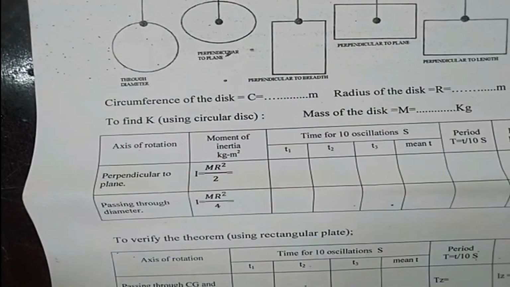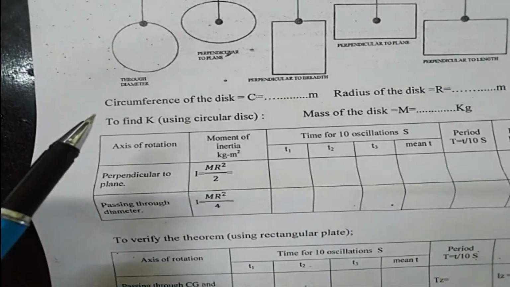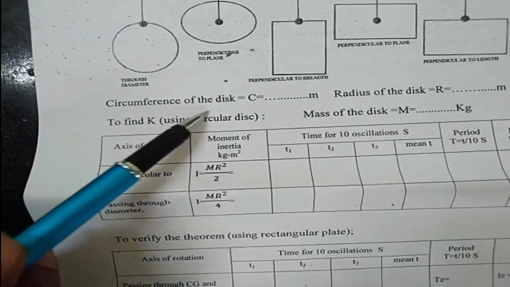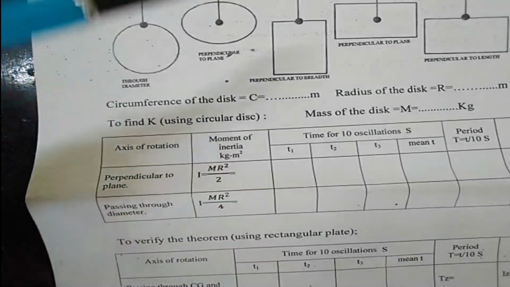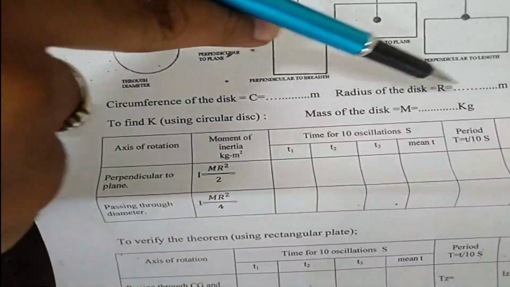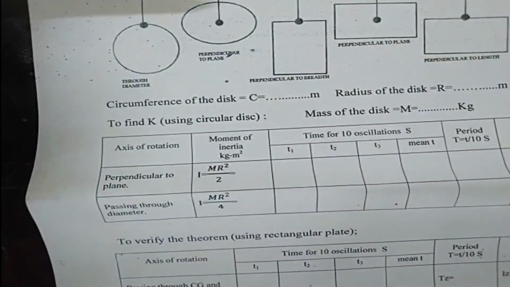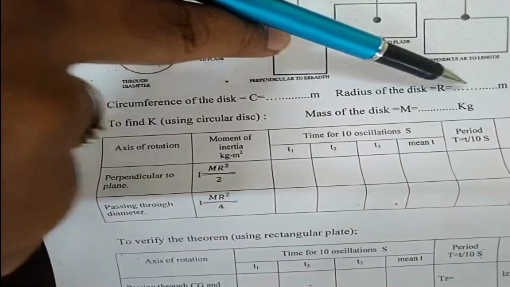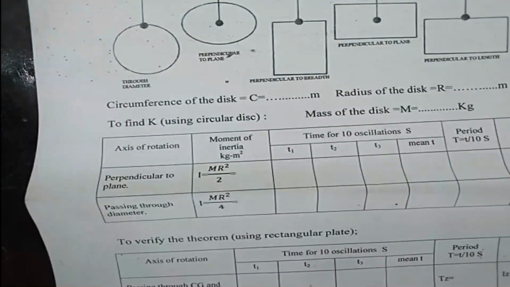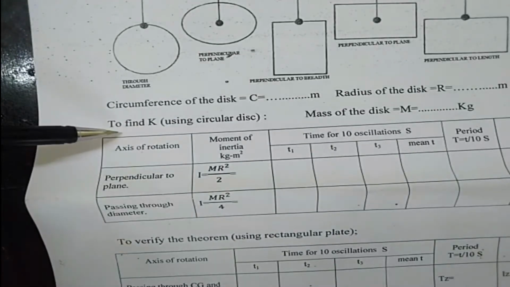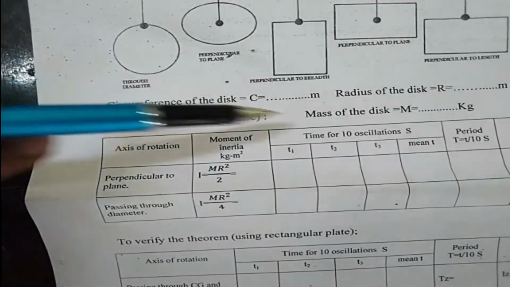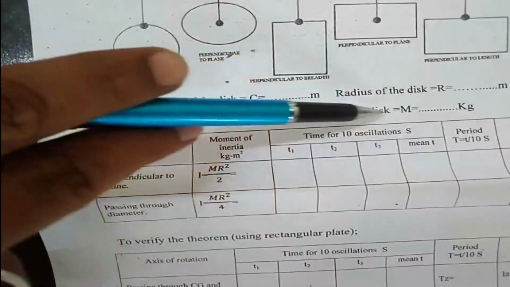Now you look at the experimental measurements. The first part of the experimental measurement is you have to find the circumference of the disc C, and then further you can calculate the radius of the disc also. Radius is given by circumference by 2 pi, so calculate the radius of the disc, and then to find the value of k, that is constant, using the circular disc, find out the mass of the disc first, that is capital M.